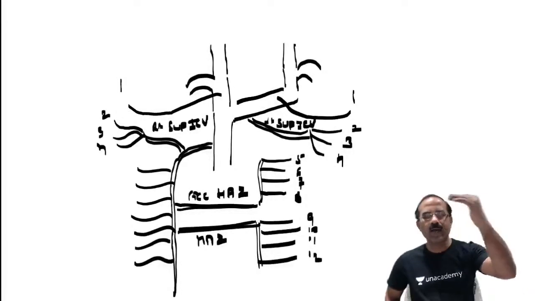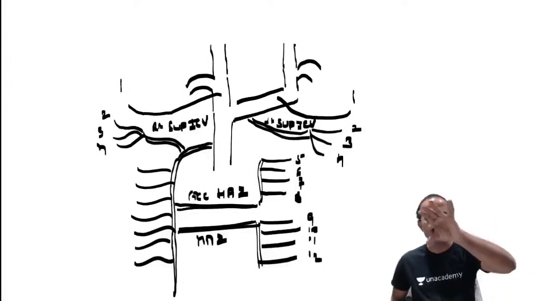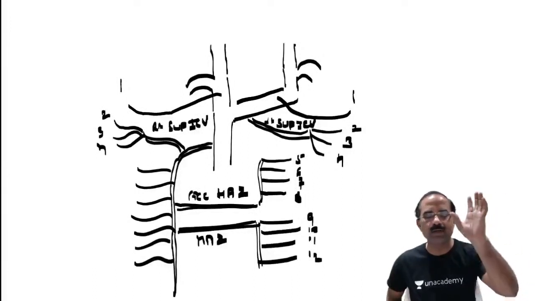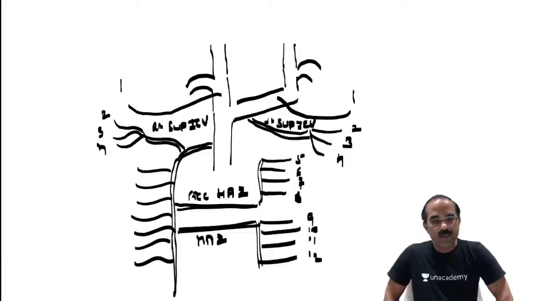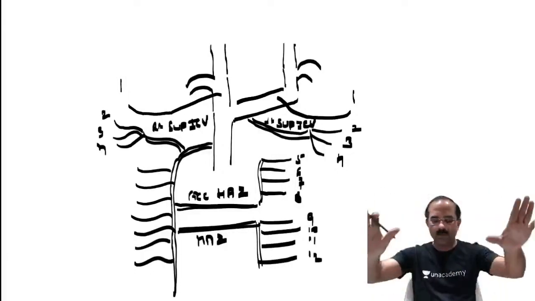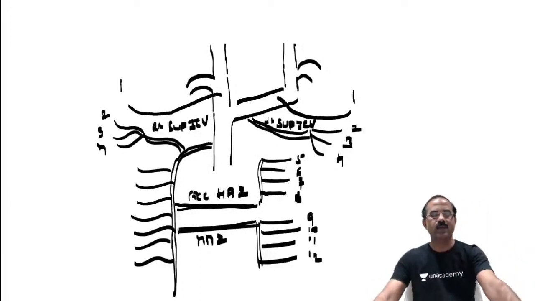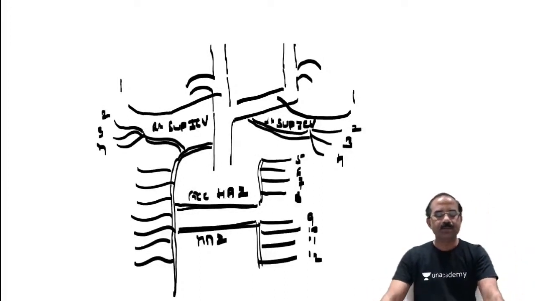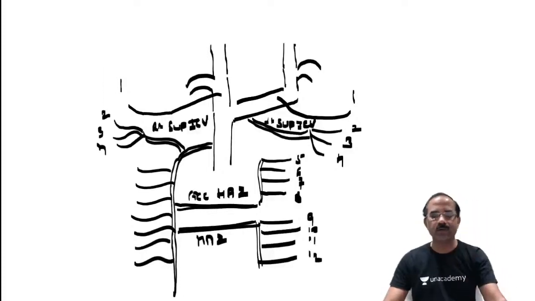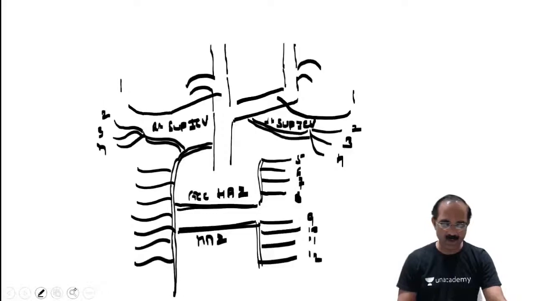Hemiazygous. And both the accessory hemiazygous and hemiazygous, they drain into what? Azygous vein. They drain into the azygous vein. Is this clear to all of you? Now, what is accessory hemiazygous? What is hemiazygous? I hope this is clear. Fine, students. These are very important things. Remember all this. Okay.